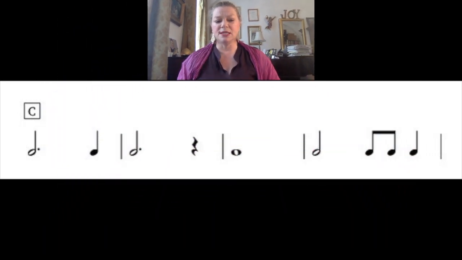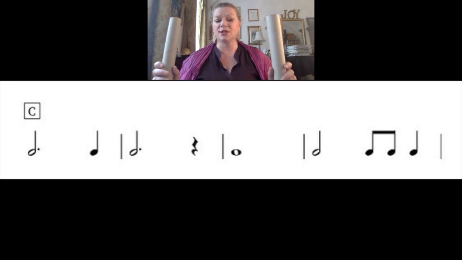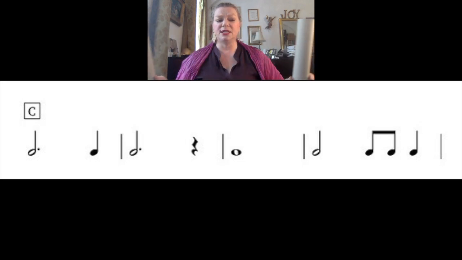Now we're just going to read C. This doesn't have our new rhythm in it, so I think you should be able to do this without a problem. So let's read it together. C. 1, 2, C, go. Ta, ta, ta, rest, ta, ta, ti, ti, ta.